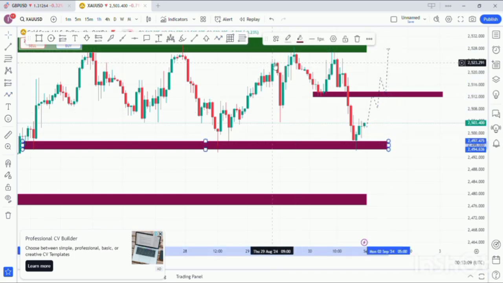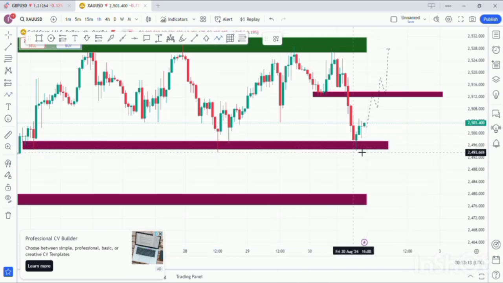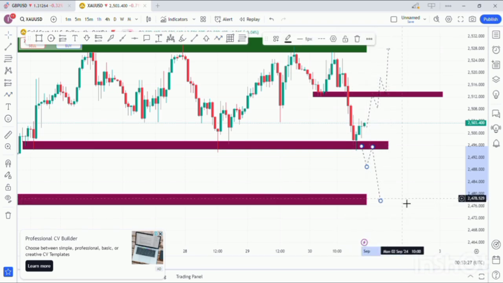But on the flip side, if price decides to continue downward, thereby breaking below this support zone, guys, we're expecting a confirmation, much like a retest, before continuing to the next support zone, which is this very valid support zone just right here.